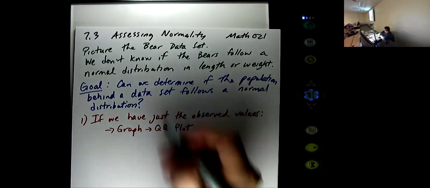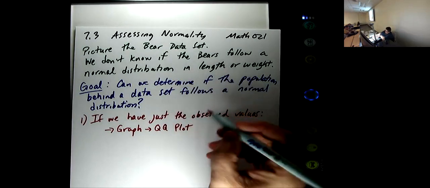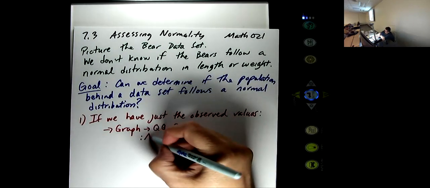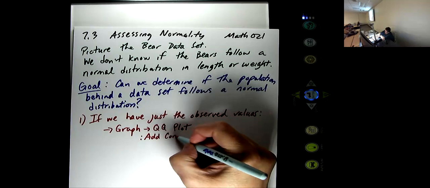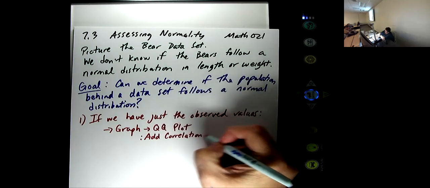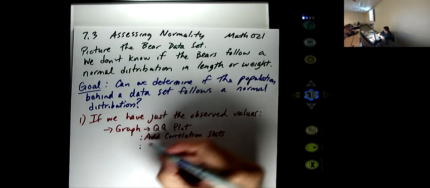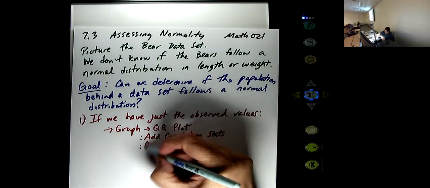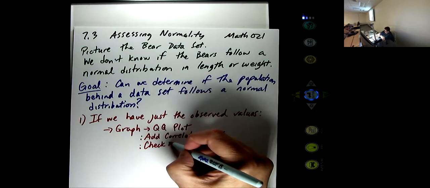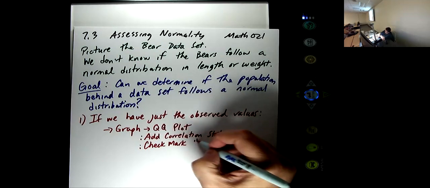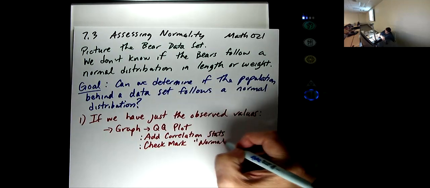All right. So once you've done that, you will add correlation stats. There will be two boxes. We'll do this in a second. Add correlation stats and check mark normal quantiles on y-axis.